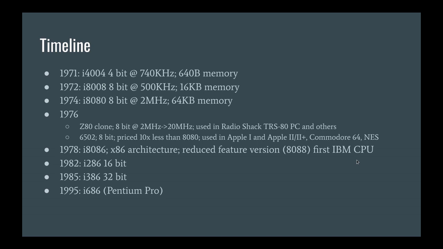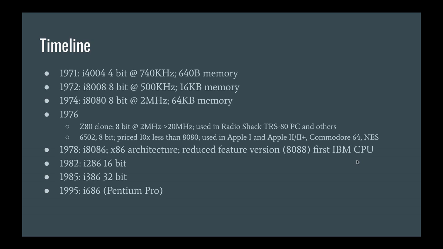Two years after that, in 1976, a couple of clones came out. One was the Z80 clone, which was 8-bit as well as the 8080 that it was a clone of. Eventually it ramped up to 20 megahertz, and that was used in the Radio Shack TRS-80 PCs and several others. Also, there was the 6502. That was created by Motorola. That was 8-bit. It was cheaper than the 8080, and therefore it was used in a lot of other computers, such as various Apples, Commodore 64, and even some of the Nintendo products, like the Nintendo Entertainment System.